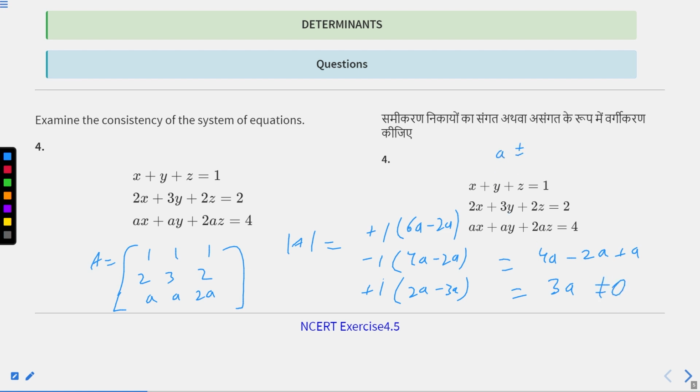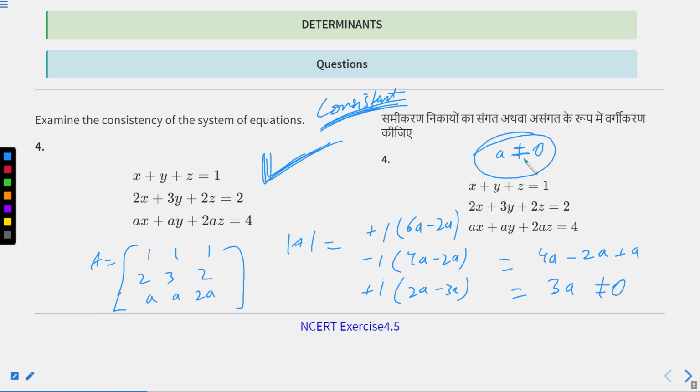We are assuming A is non-zero. So in this case A is non-zero, then the determinant is non-zero. This means consistent system.